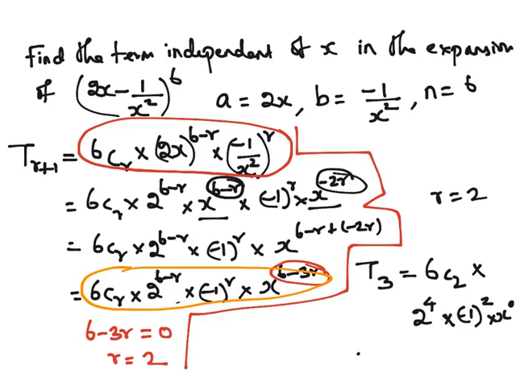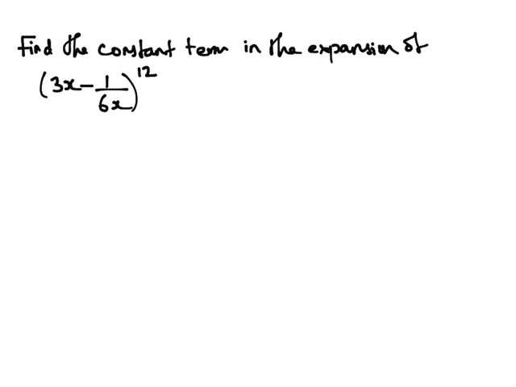So basically you'll get 6C2 is 15, 2 power 4 is 16, so you'll get 240. So the answer is 240. So this is the answer. This is the constant term. This is the term independent of x in this expansion. So I hope this problem is clear. Okay, this is the next problem.